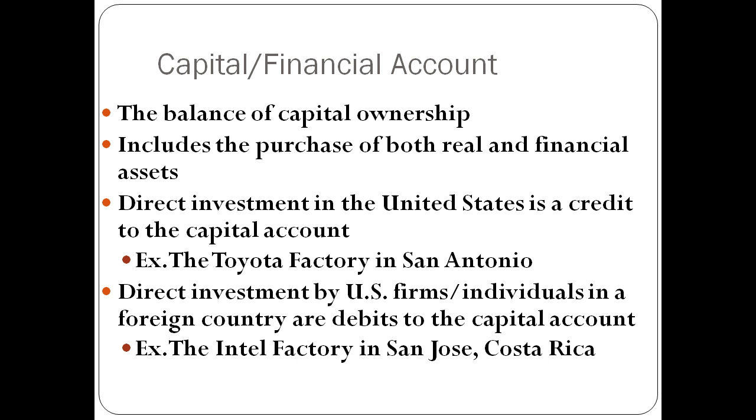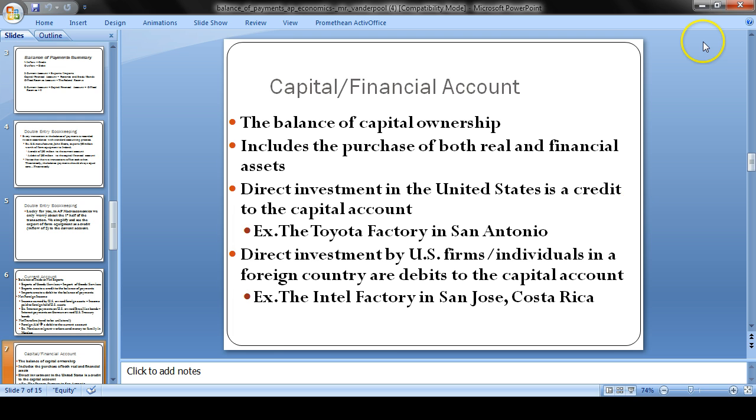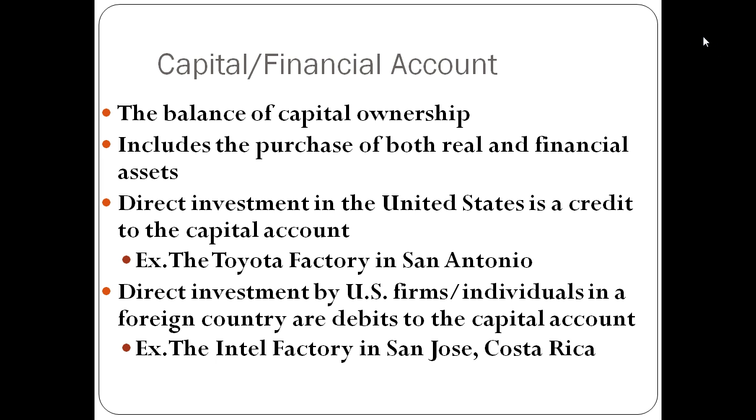So if something is built in the United States by a foreign nation, it is a credit to the capital account. If something is being built in another country by an American company, it's going to be a debit to the capital financial account.